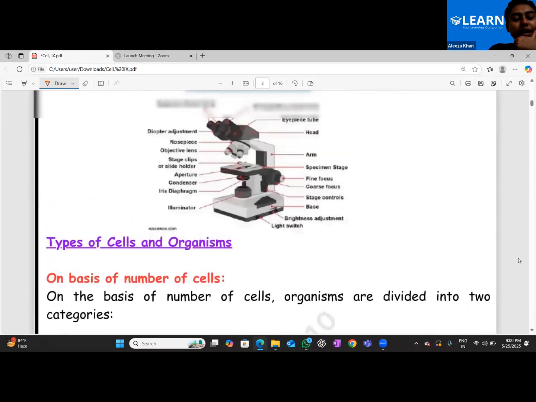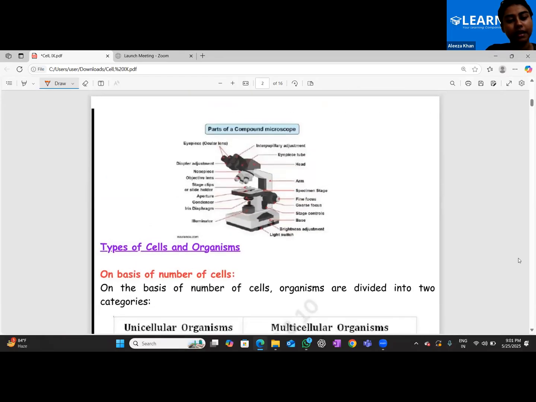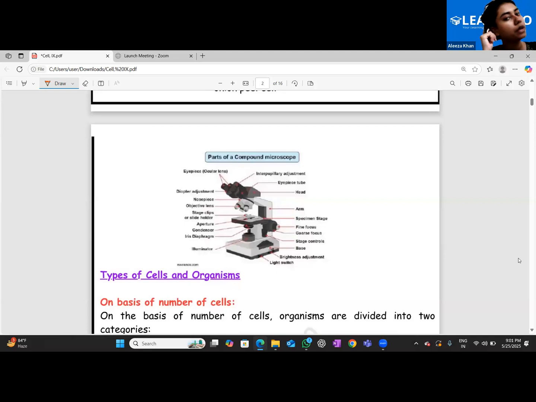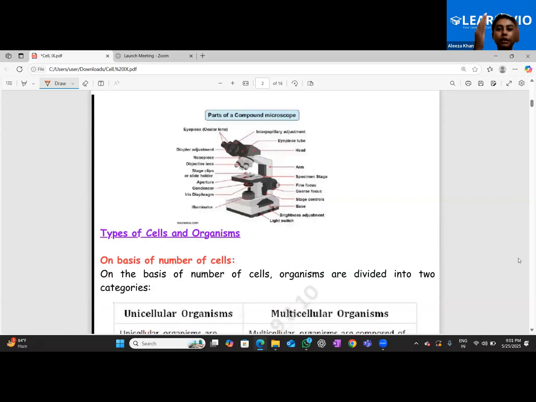If I ask you how many types of organisms there are on the basis of the number of cells, there are unicellular and multicellular organisms. From the name itself, you can easily differentiate between the uni and the multi. Uni means organisms that are made up of only one cell, and multi means organisms that are made up of multiple cells, by the combination of multiple cells.